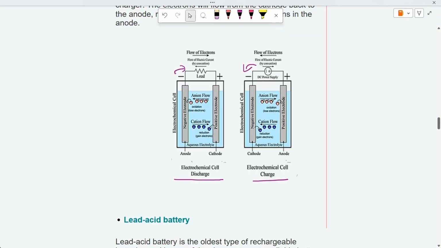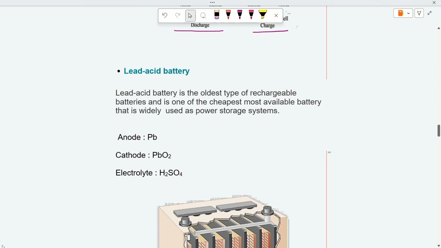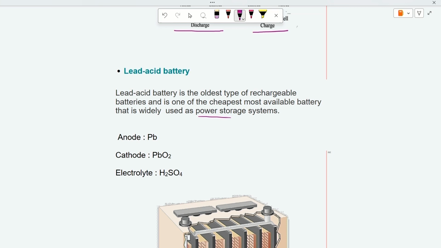So, the first example we will be seeing is the lead acid battery. Lead acid battery is the oldest type of rechargeable battery because it is the cheapest one, and it is widely used in most of the power storage systems. Here, the anode will be lead, the cathode will be lead dioxide or lead peroxide, whatever you like to call it, and we have an electrolyte which is dilute sulfuric acid. Do not think it is a concentrated one, it is a dilute sulfuric acid.